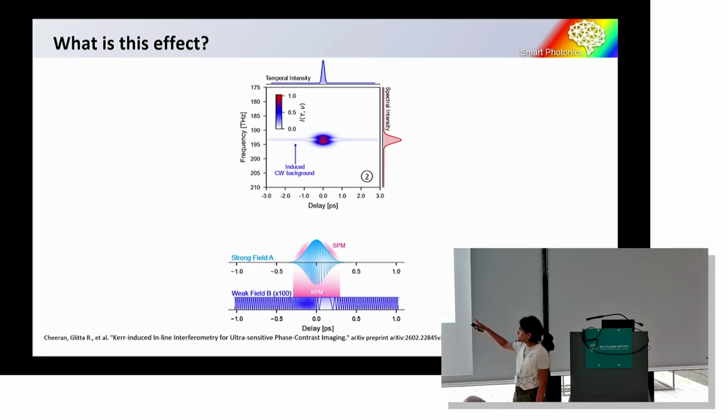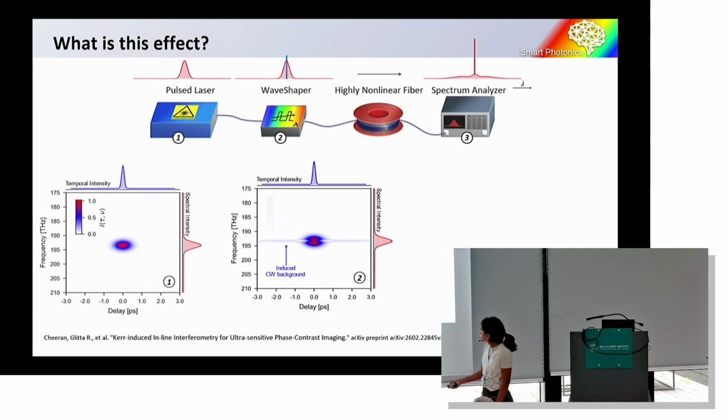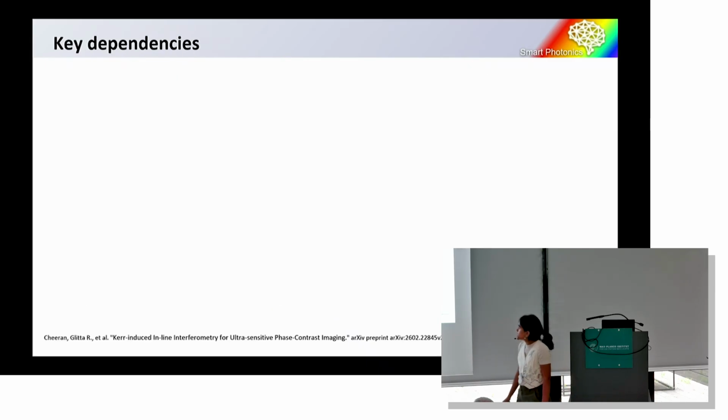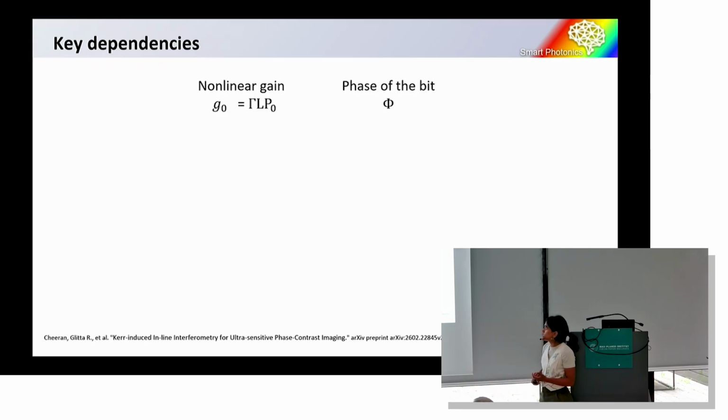And the strong field A would experience self-phase modulation and also have cross-phase modulation on the weak field. Once it propagates, we see that the strong field experiences SPM, the phase is shifted, the weak field remains almost constant, and then they interfere, and that's how we see the peak. Now, what does the peak depend on? In the theory, we see that it depends on two things. One is the nonlinear gain, and the other is the phase of the bit.